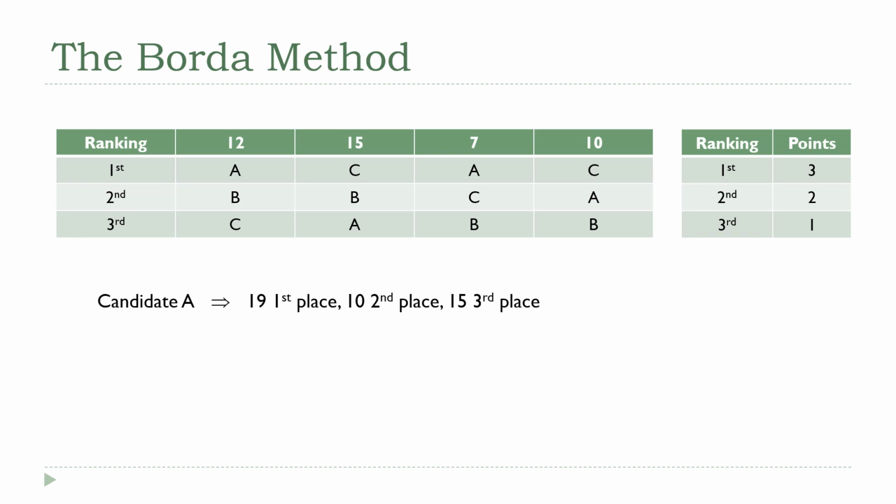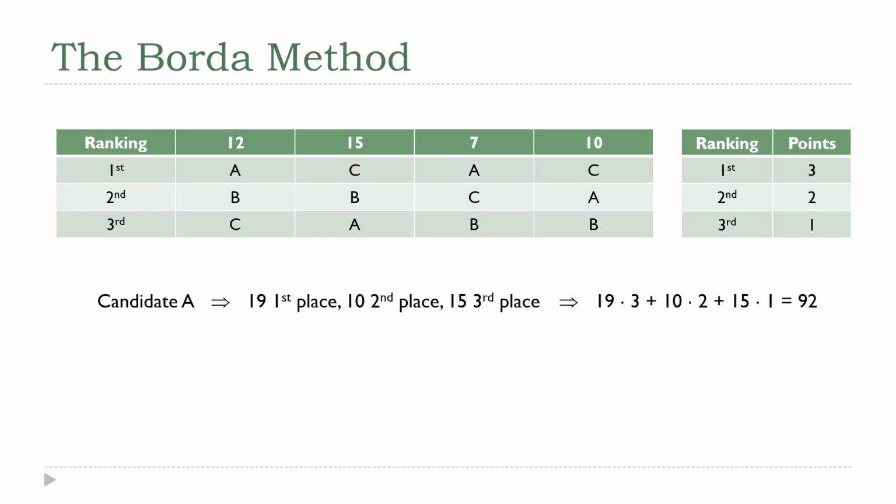Right? So for example, looking at candidate A, they had 19 first place votes. That's this group and this group. They had 10 second place votes coming from this block. And finally, they had 15 third place votes coming from this group. So what does that come out to? Well, the calculation is exactly the same as what we did on the last slide. 19 times 3 for the first places, 10 times 2 for the seconds, 15 times 1 for the thirds, and that comes out to a total of 92.